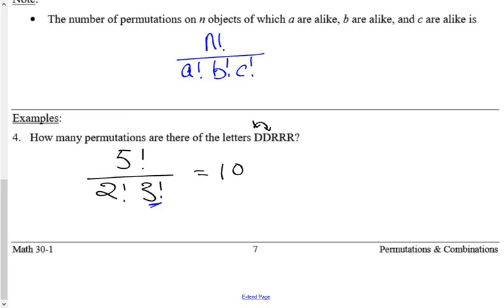So if we did 5 factorial over 3 factorial, then I'd get 5 times 4, but then I still need to divide by 2, which will give me the 10. So let's expand this out. So the 3 factorials would cancel out, but then this 2 goes into 4 twice, and we do end up with a 10. Yes.